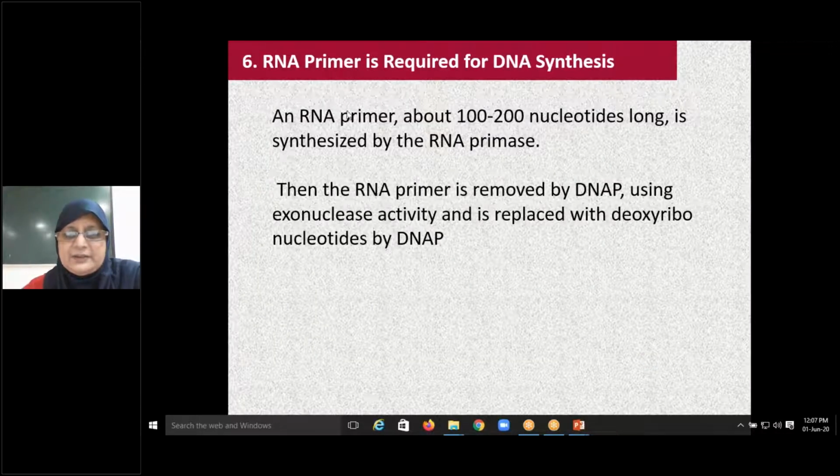So the RNA primer, which is required for DNA synthesis, is about 100 to 200 nucleotides long, and will be synthesized by primase on both the template strands. Then the RNA primer will be removed by DNA polymerase using its exonuclease activity and will be replaced by deoxyribonucleotides. How that occurs, I'll show you.